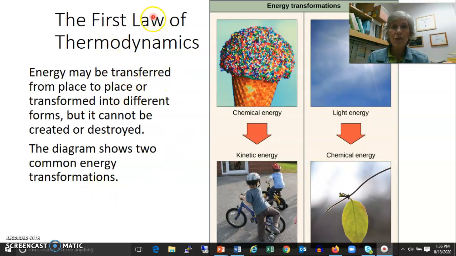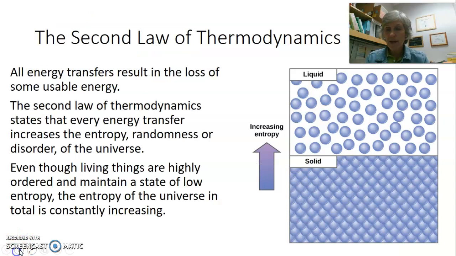Finally, we come to the laws of thermodynamics, the first and second. The first law is that energy just is. It cannot be created or destroyed. And the next one is that everything goes from an ordered to a disordered form of energy. And that's it.